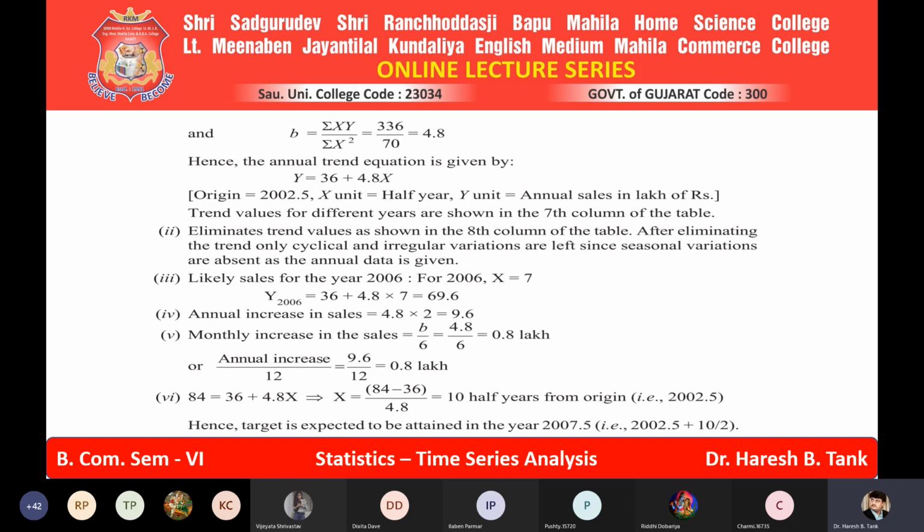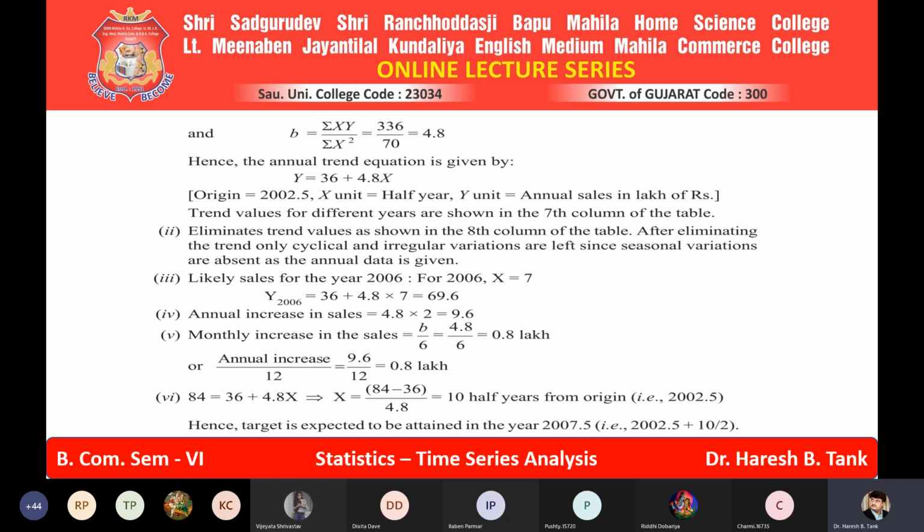The next question is the annual increase in cells. The annual increase in cells is nothing but your value of B, but here the value of B is for X unit, which is for the half year, because your origin is 2002.5. So naturally, to make it a yearly increase in cells, you have to multiply it by 2. So 4.8 multiplied by 2 becomes 9.6, and 9.6 is the annual increase in cells.